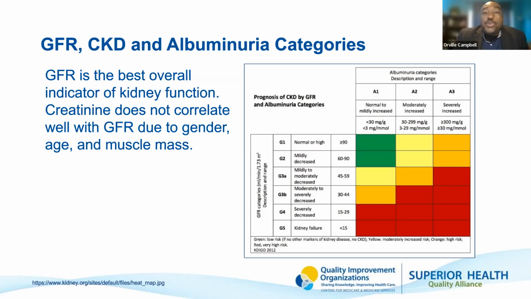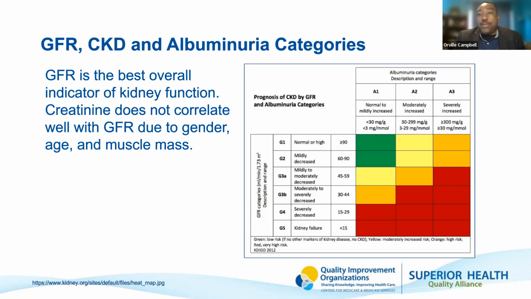G2 is usually a mildly reduced GFR, mild CKD. And then you have mild to moderate and moderate to severe in G3A and G3B. And then you come to severely decreased, G4. G5 is kidney failure, and most people require dialysis at that point. So you have the severity of the kidney disease here being quantified by your eGFR, your estimated glomerular filtration rate.